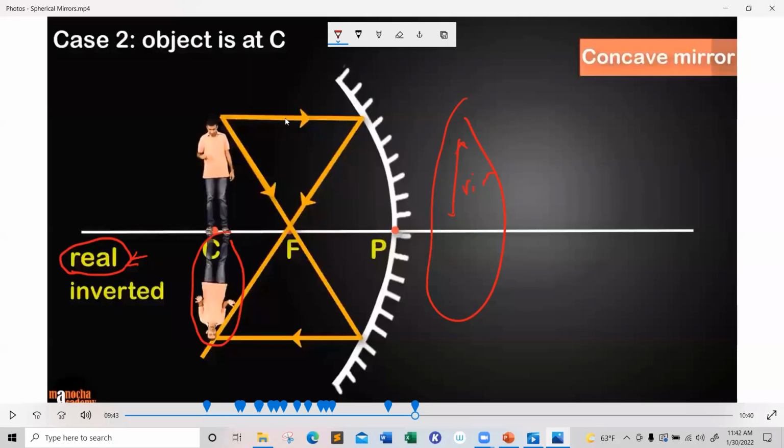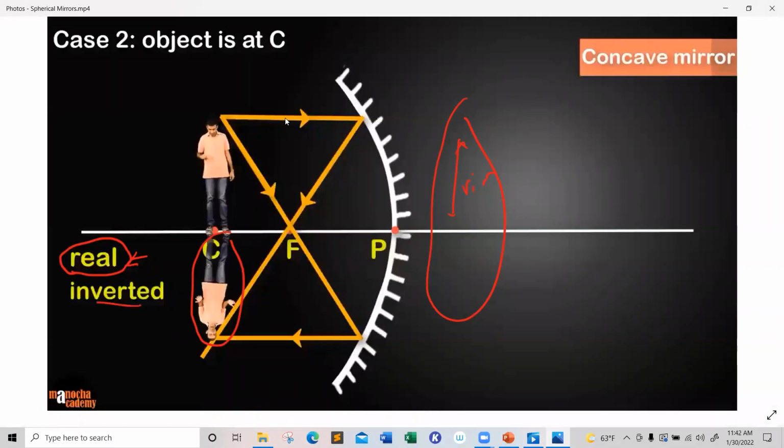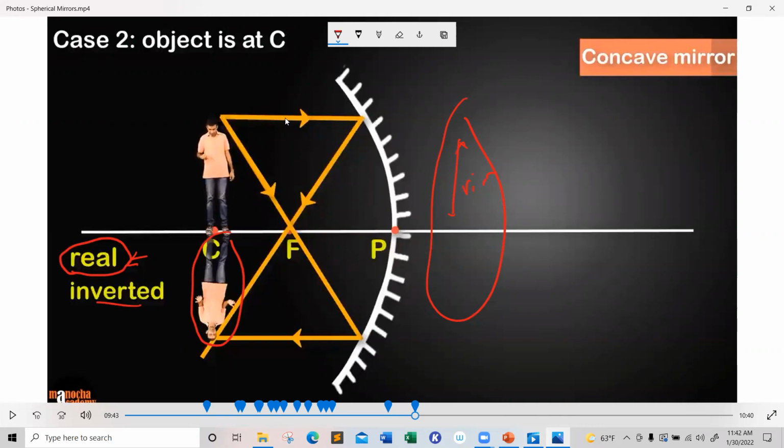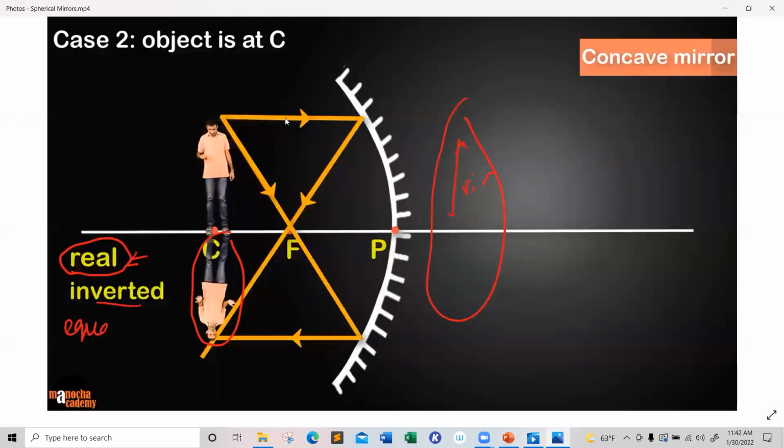Now inverted, why? Because this person appears upside down, right? So inverted, and the image size, it is equal to object.